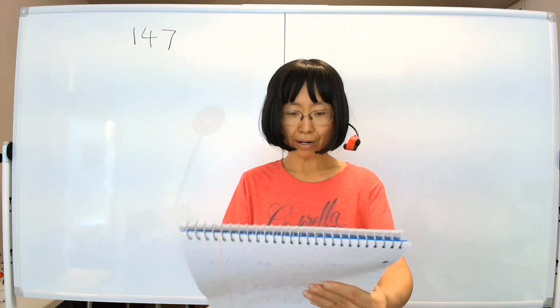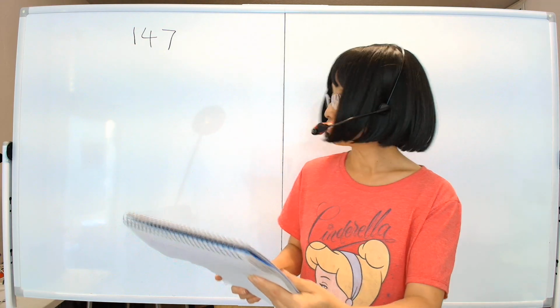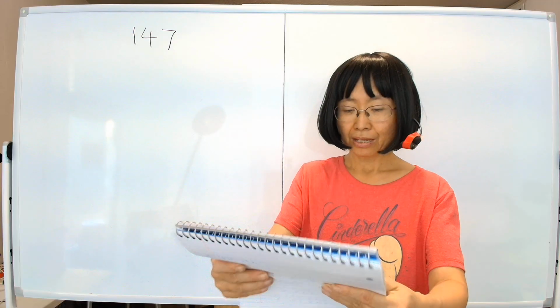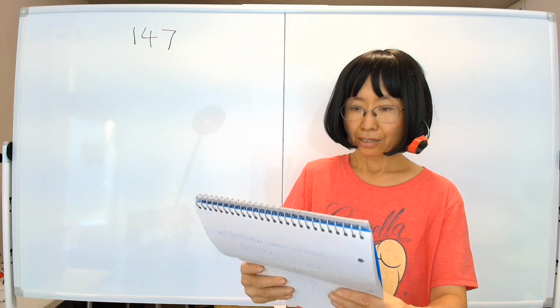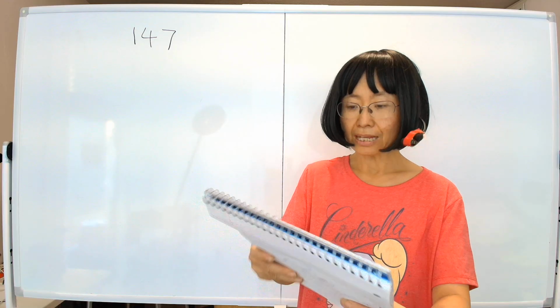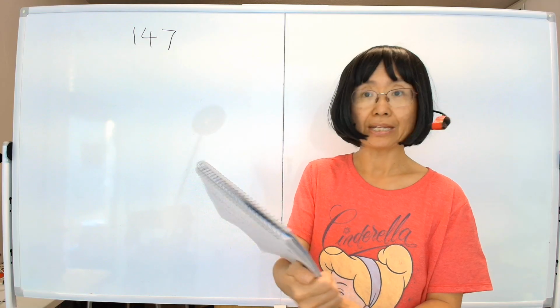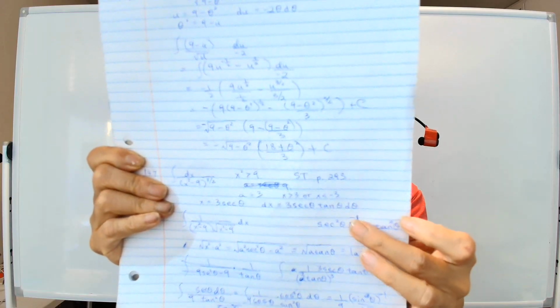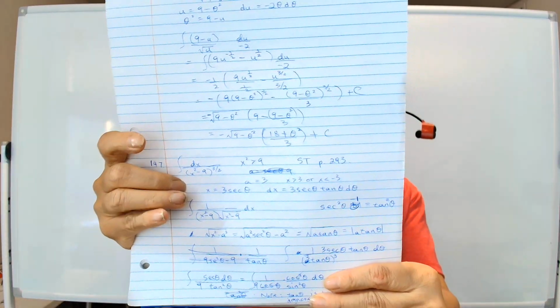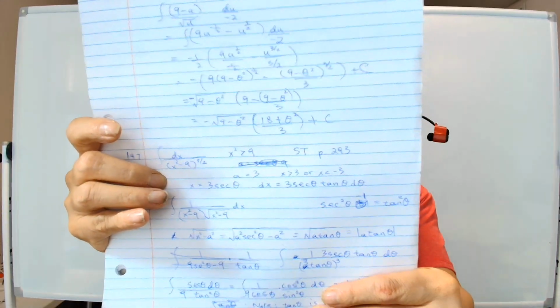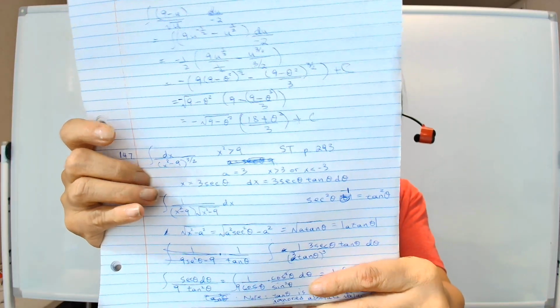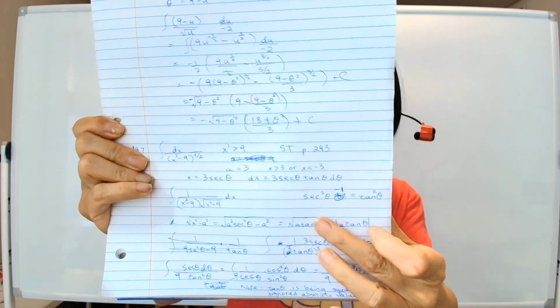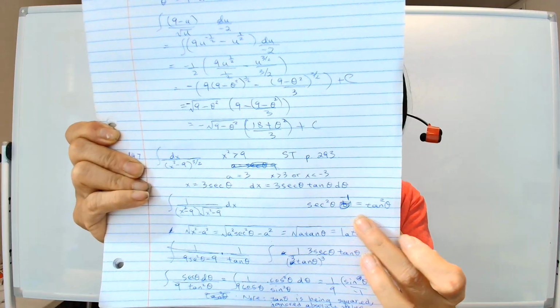Next, let's look at problem 147, where we're doing a different type of problem, where now we have x squared minus a squared. So to do that, we'll follow the strategy on page 293, where you are supposed to set x equal to secant theta. Okay, and then the derivative of x becomes secant tangent, and you have to follow this rule right here, where secant squared theta minus 1 is tangent squared theta.